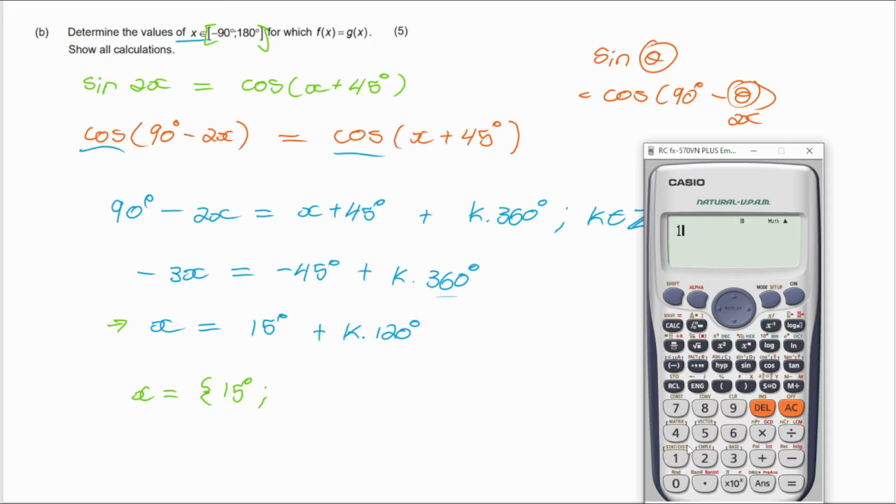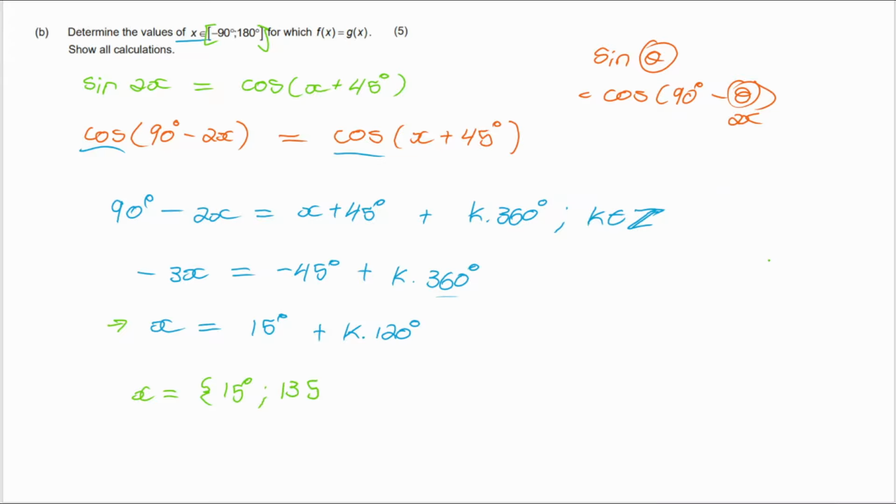Oh wait, I haven't done this one first. So that previous one was out of the range. This one's in our range. 135. We knew we had to get this 135 because it was from the graph. So there you go. Those are our values of x. So x is equal to 15 degrees or x is equal to 135 degrees.